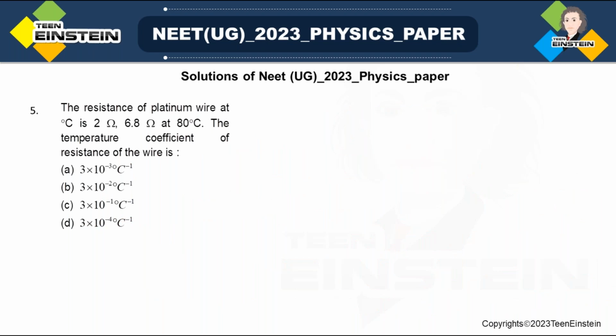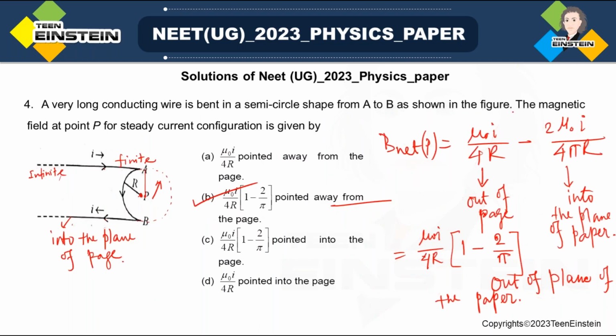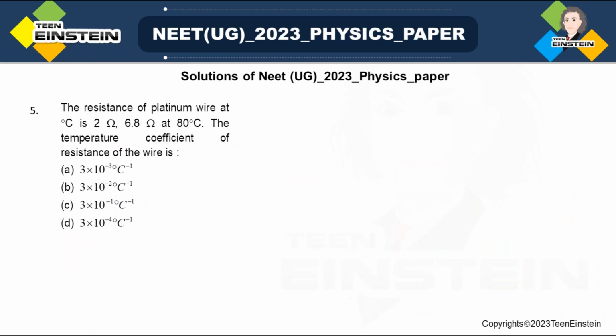Okay, so we'll move on to the next problem. So here the answer was B. Let us see this problem. The resistance of a platinum wire at 0 degree centigrade is 2 ohm, and 6.8 ohm at 80 degrees centigrade. The temperature coefficient of the resistance of the wire.